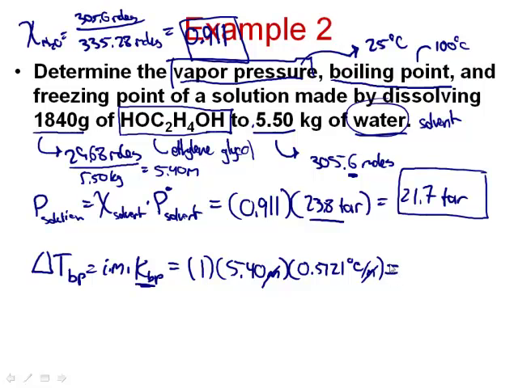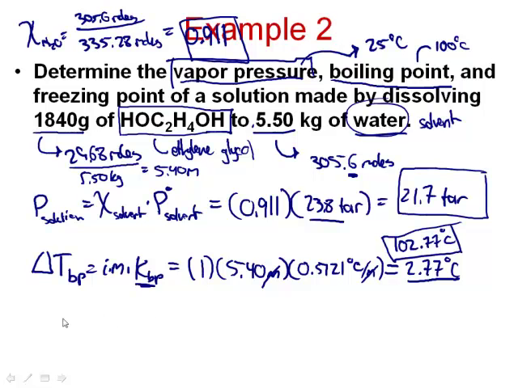5.4 times 0.5121 is 2.77 degrees Celsius. Now, what does that represent? This is the amount by which the boiling point is elevated. So, since the normal boiling point of water is 100 degrees Celsius, the boiling point of the solution is going to be about 102.77 degrees Celsius or so. So, there we have it. That is the boiling point of the solution.